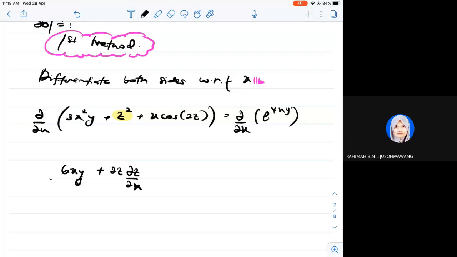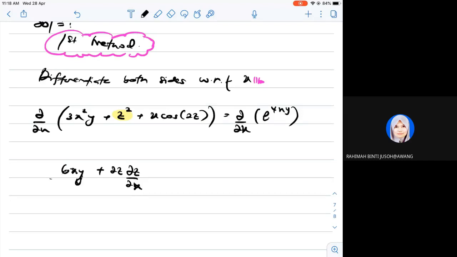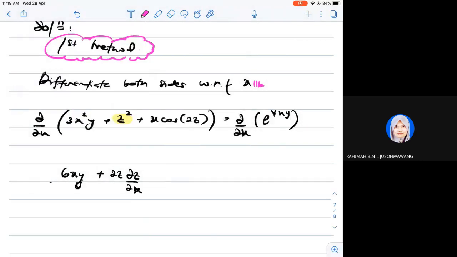Okay, now the third term. See, the third term. What variables do we have? X and Z. Remember I reminded you earlier, in the first method you have to treat both as variables. So what happens when we have a multiplication of two types of variables? What do we have to do to solve the question? Product rule. Yes, product rule, because both are variables. So this is U, this is V. So use the product rule.